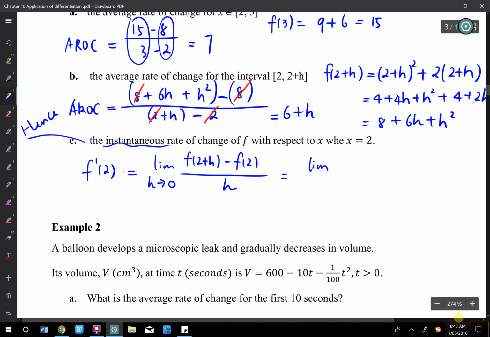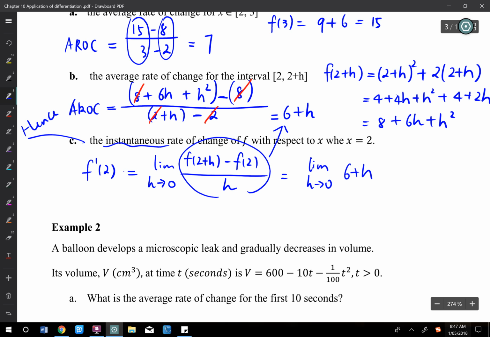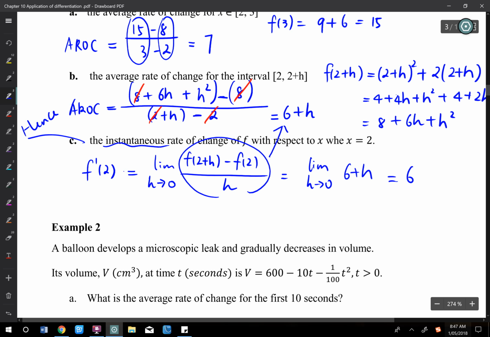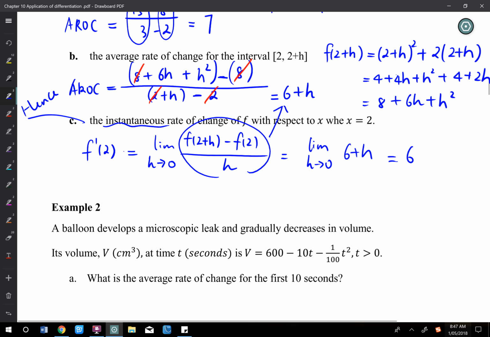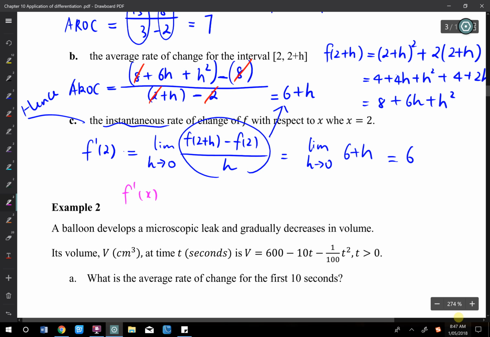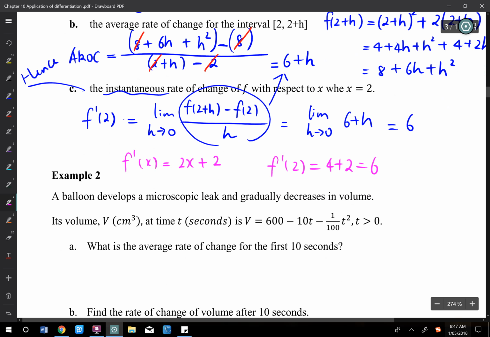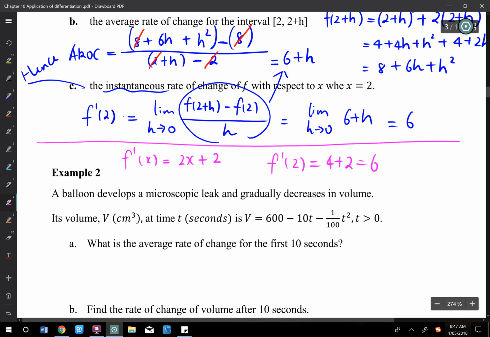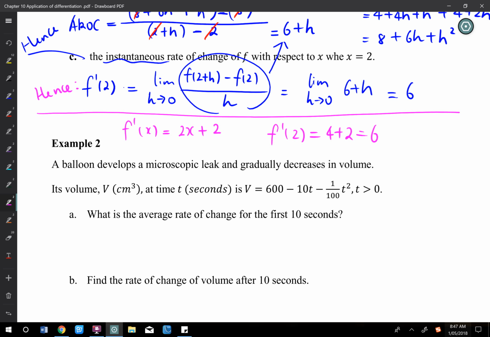So why I use this way? Because it's easier. I just get this from the previous line. That's just a 6 plus h, and that's just equals to 6. So f dash 2 is actually 6. We can double check it. So f dash x is 2x plus 2, and f dash 2 is 4 plus 2, and that equals 6. So no problem with that. I can use both methods. This is a hence question. Okay, if it's a hence question, I will use the top line. If it just says like this, I can use either of these methods.